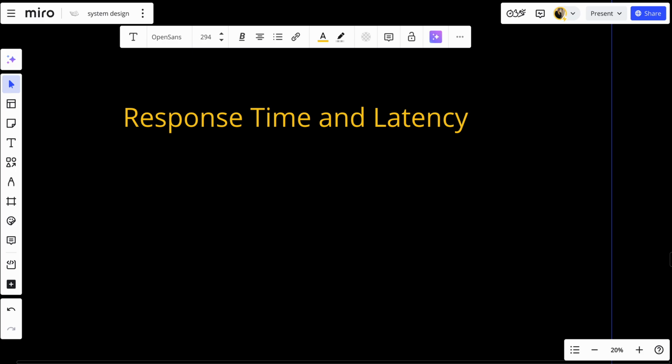SLAs often include performance metrics like response time and latency. These metrics measure how quickly your system can respond to requests. First, we have response time, which is the time it takes from when a user makes a request to when the system sends a response. And second, latency, the time it takes for data to travel from one point to another across a network. High response times or latency can affect the user experience, which is why many SLAs include guarantees on these metrics, especially for applications that require real-time performance.